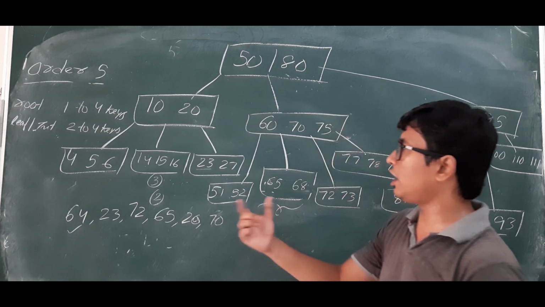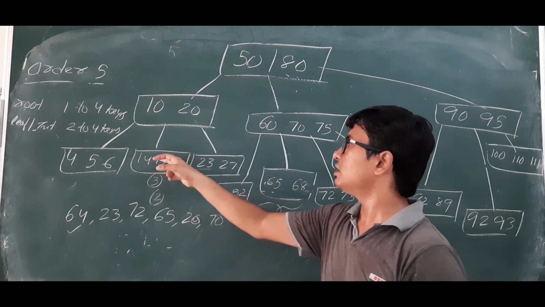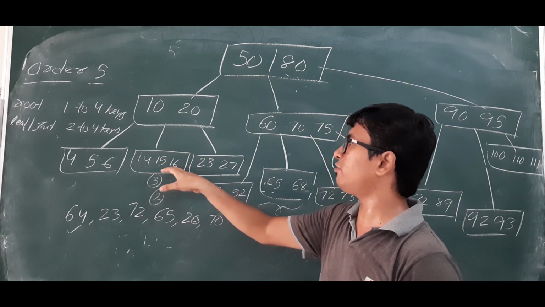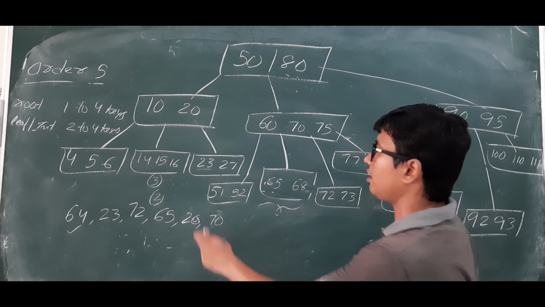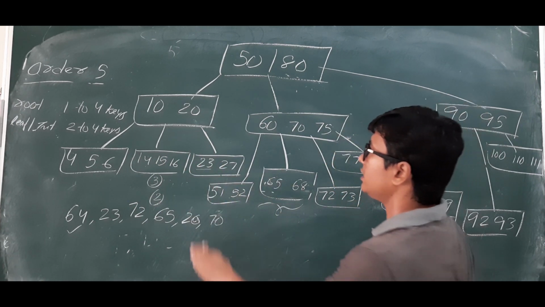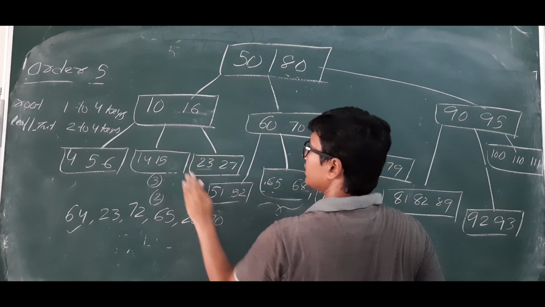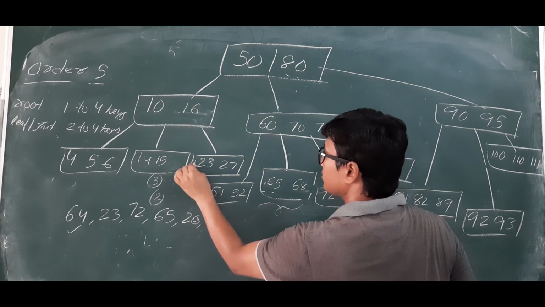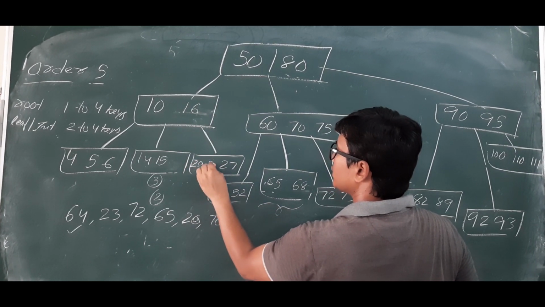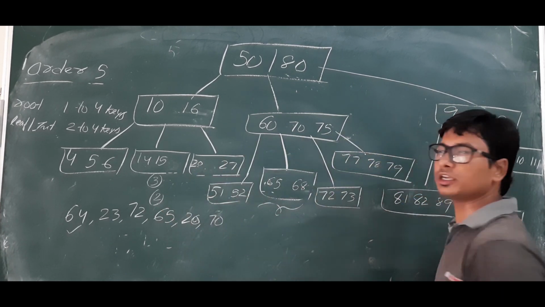So which element we have to borrow is that we have to take the in-order predecessor. In-order predecessor means the largest element from the left sibling. What is the largest element from the left sibling? 16. Okay, so 16 will come here. So 16 will be deleted and 20 will come here because 20 is at the root level. So 20 will come and 23 is there. You want to delete 23, you can delete 23 without any problem.